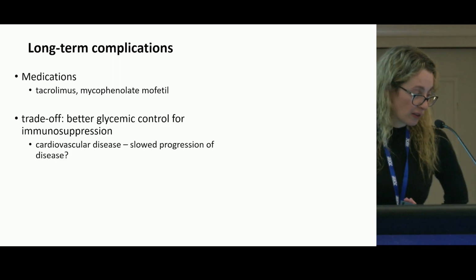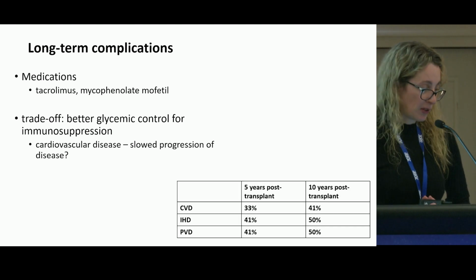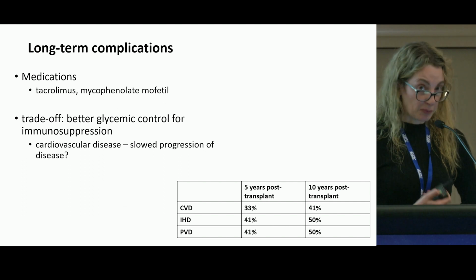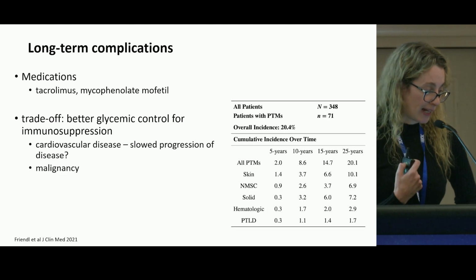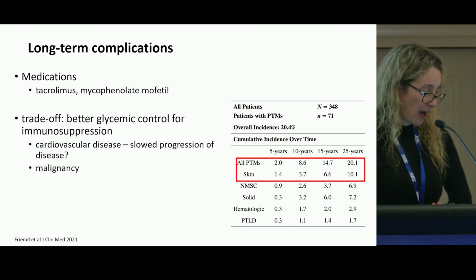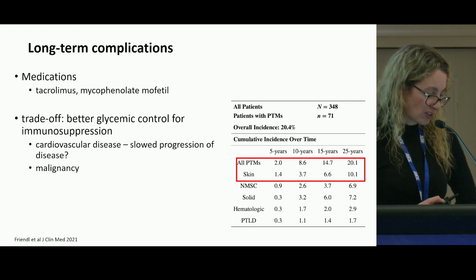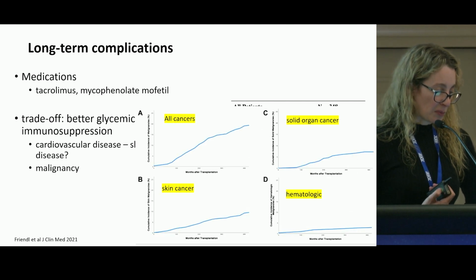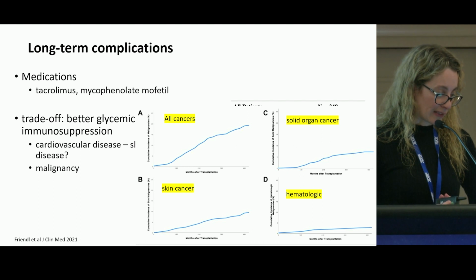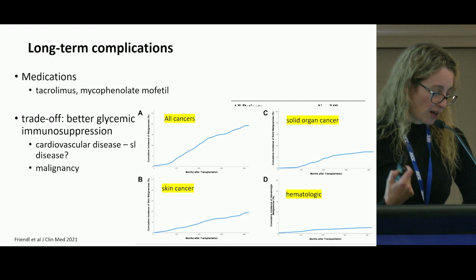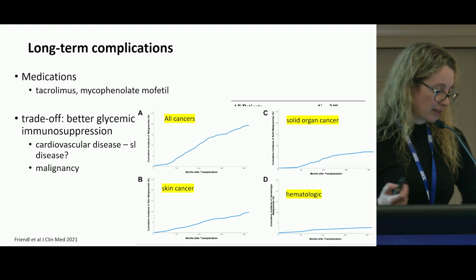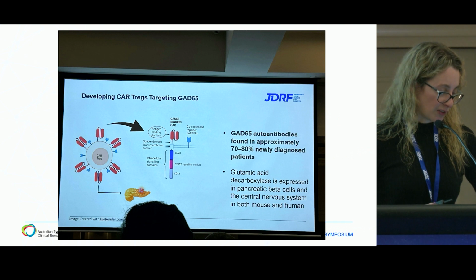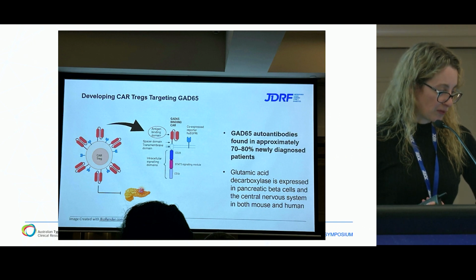So just to touch on long-term complications related to immunosuppression, the issue of cardiovascular disease, which will kill the majority of immunosuppressed population anyway. There's also the issue of malignancy. This is in solid organs. And so you see that over 25 years worth of immunosuppression, you've got significant incidence of skin cancers. And this is the kind of graph that you look at, that looks at all cancers versus skin, solid organ and hematologic cancers, which are a significant burden for our population.